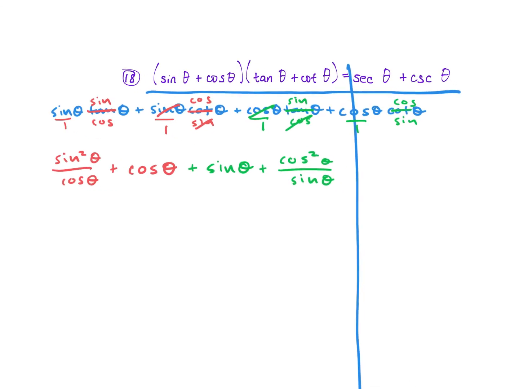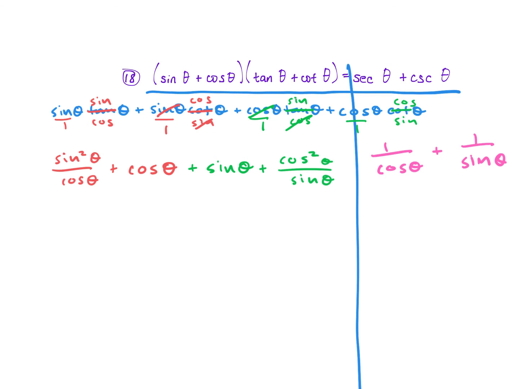Now from this point, you may not know what to do next. So a suggestion would be maybe take a look at the right side and see if we can get it to look like something else to kind of give us a hint on what we need. So secant is 1 over cosine, and then cosecant is 1 over sine. So I know I'm going to need 2 fractions on the left side, and one's going to have the denominator of cosine and one's going to have the denominator of sine, which I almost am there kind of, but I have a little bit more going on. So what could I do next?